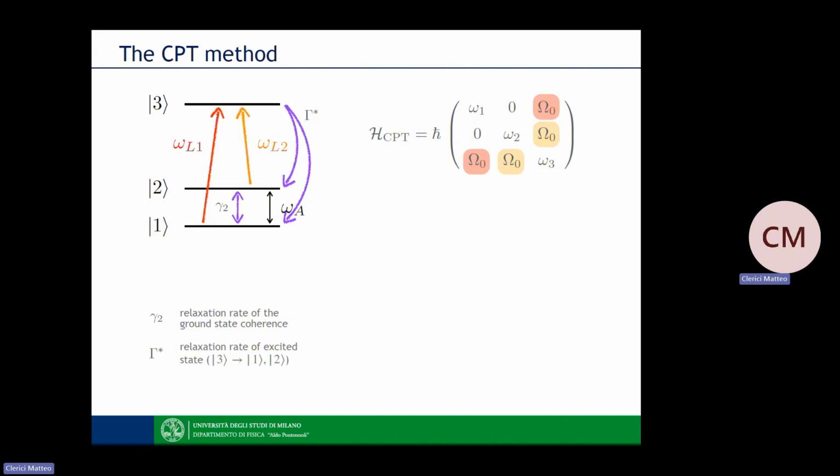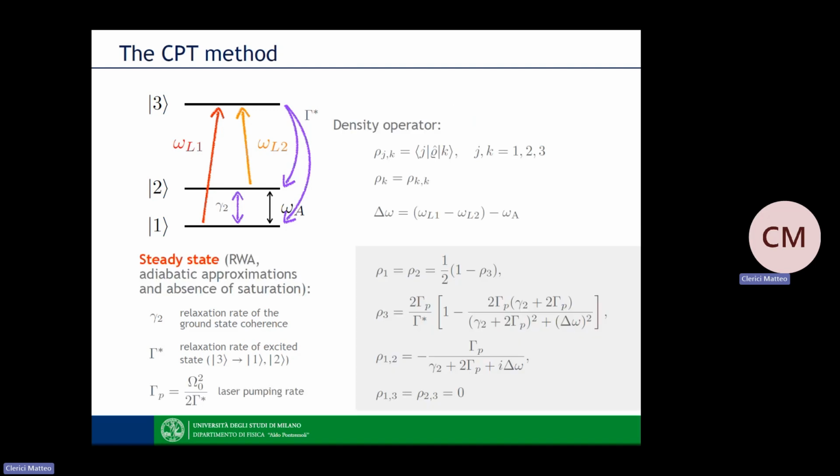And so after that, you can write down a master equation approach, go to the rotating wave approximation, and perform the adiabatic approximation. And if you assume absence of saturation and introduce this laser pumping rate, you can find the steady state of your system.